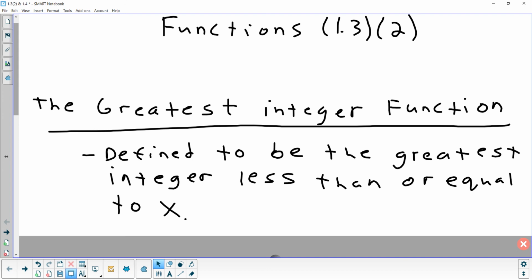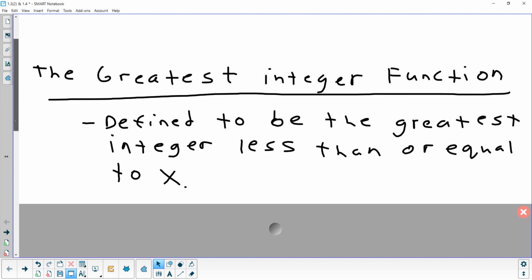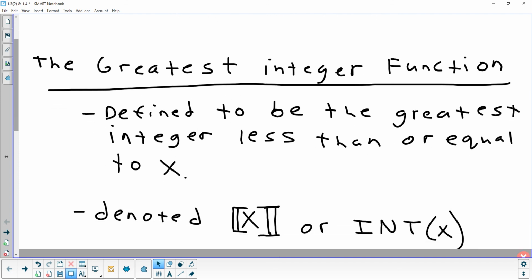Less than or equal. You can plug any number in, and what gets returned to you is the biggest integer possible that's less than or equal to the number you started with. There's a couple different symbols you might see for it. You might see these double parentheses or double bracket kind of things. When we're doing it on the calculator, we're going to look for this symbol called INT.